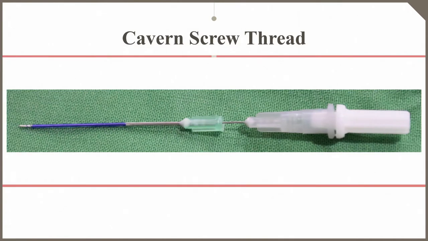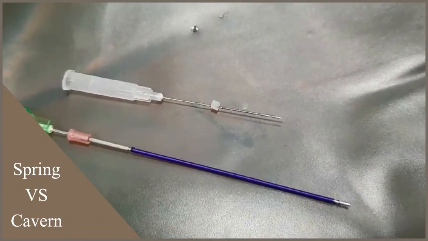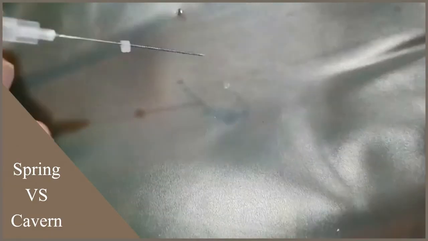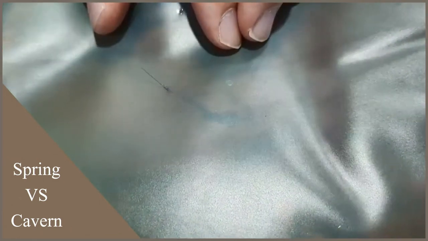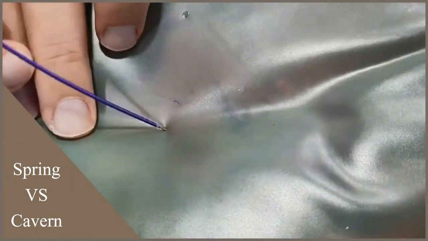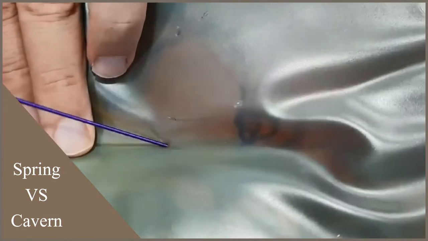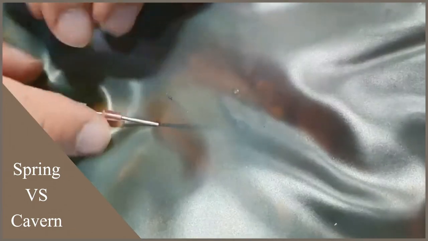So the sky color device is the auxiliary tube. Different from conventional spiral thread, in which if you remove the cannula, the thread can easily come out together, by the help of the auxiliary tube, you can insert the cavern thread. You can insert the thread completely, pushing the thread into the tissue.